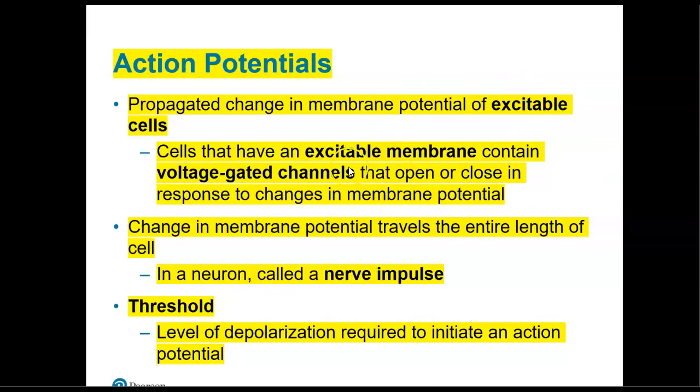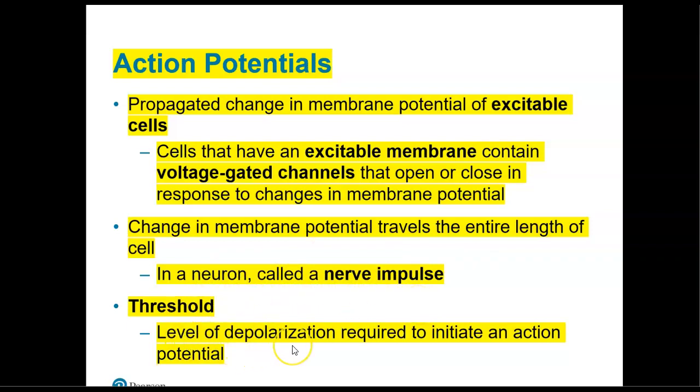Action potentials are different. Action potentials occur only in the axon. They involve voltage-gated channels that open up when triggered by a certain voltage change in the membrane. And once an action potential is generated, it travels the entire length of the axon. Once they start, it's an all or nothing type of thing. In a neuron, we call an action potential a nerve impulse.